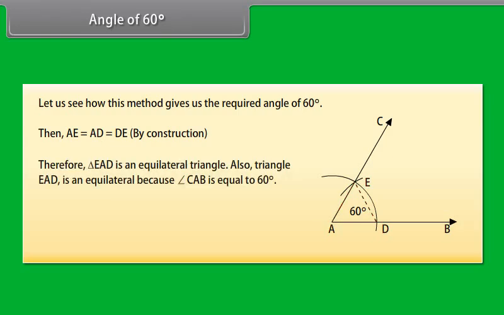Therefore, triangle EAD is an equilateral triangle. Also, triangle EAD is equilateral because angle CAB is equal to 60 degrees.